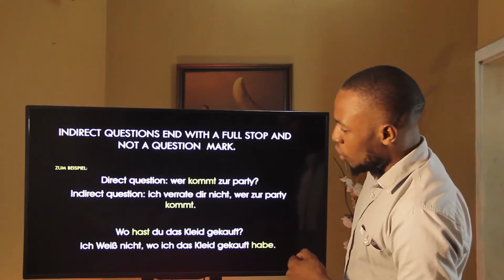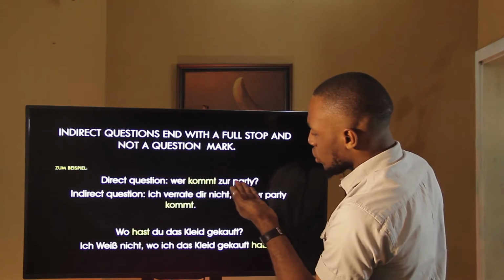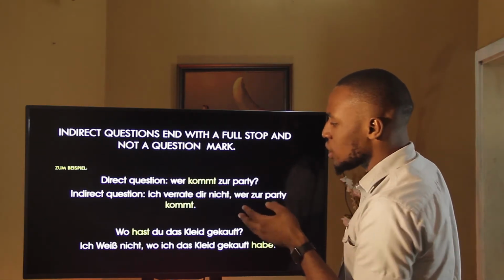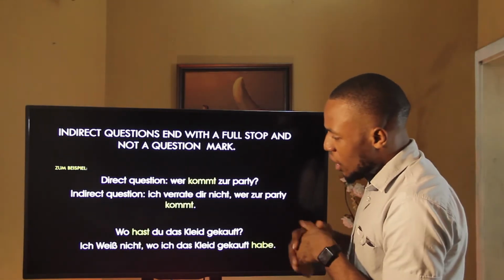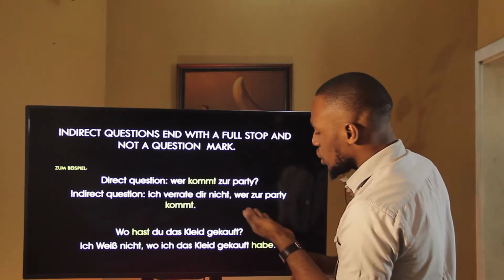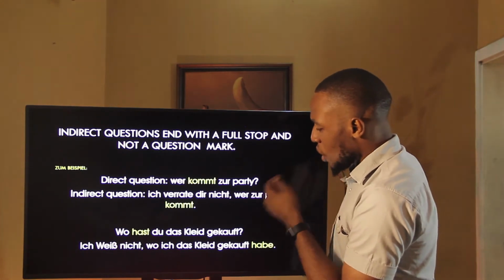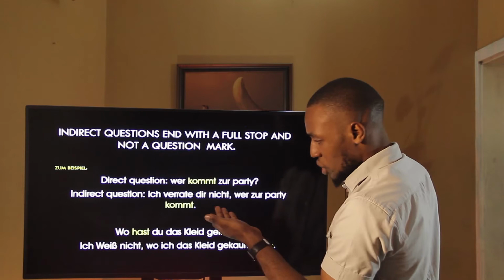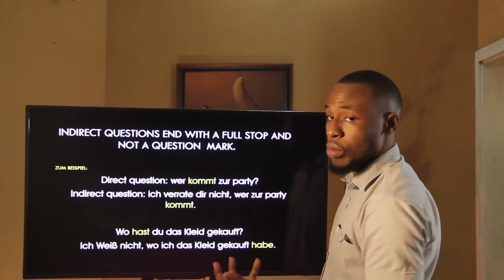Here, we have another example. This one says, "Wer kommt zur Party?" Which simply means who is coming to the party. And here, we have an indirect question that says, "Ich verrate dir nicht, wer zur Party kommt." Look closely, you notice that we have the comma after this, which means I'm not telling you. What exactly are you not saying? I'm not telling you who is coming to the party.